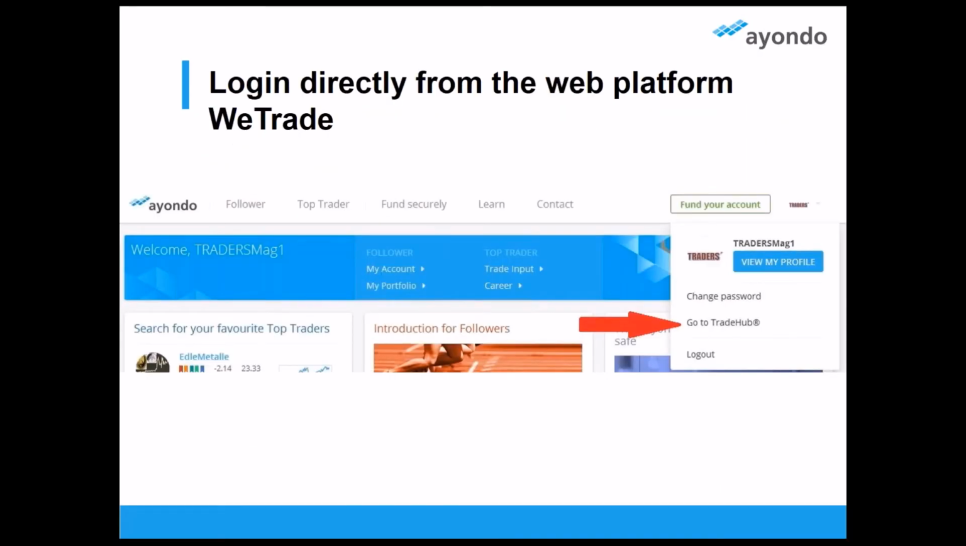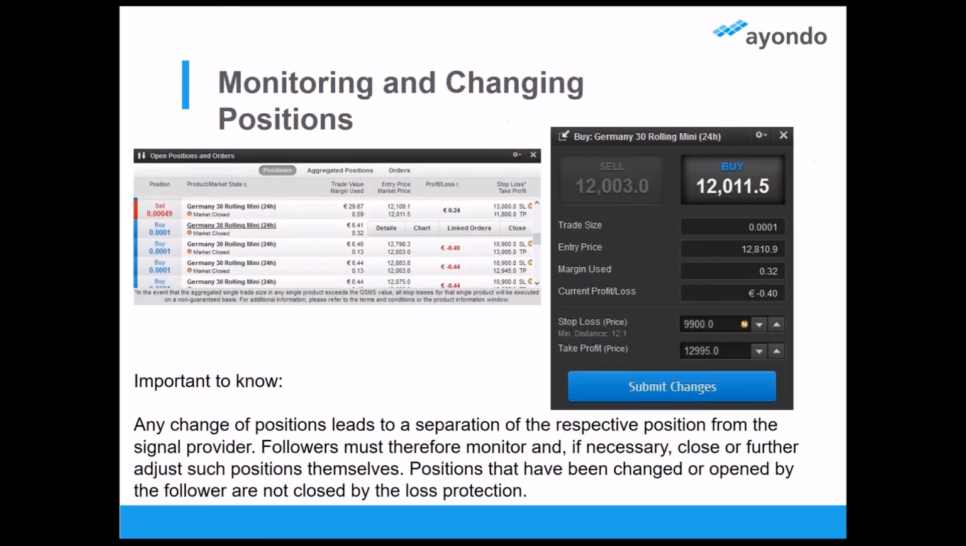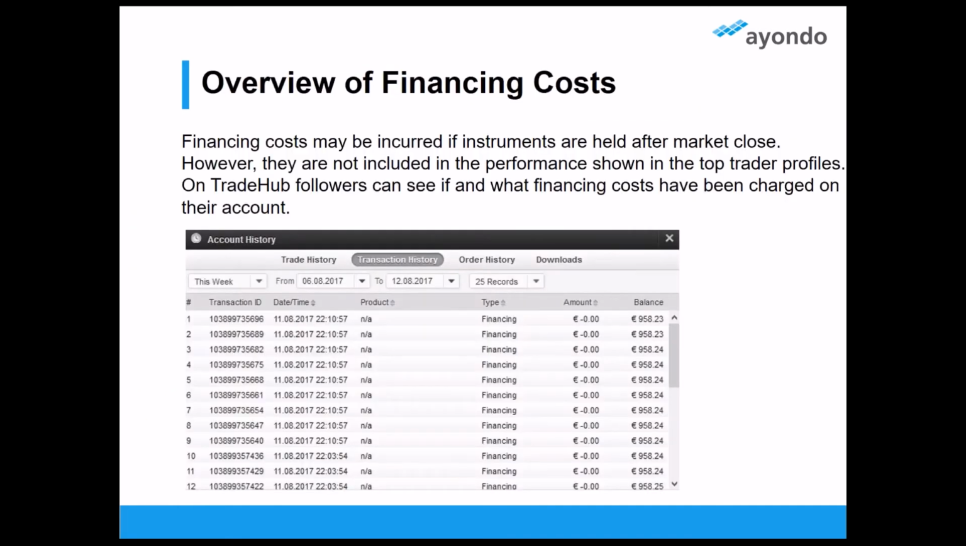You can log in directly into WeTrade. You saw that, go straight to TradeHub. You get the important figures on your account, all the stuff we need to know: how much money's in there, what our P&L looks like, what the value of the account is, all of that sort of thing. You can change the positions if you want to. It's not something I would recommend because if I'm following someone, I'm following somebody. You can look at the financing costs. They tend to be pretty small because I've got the risk dialed right down.